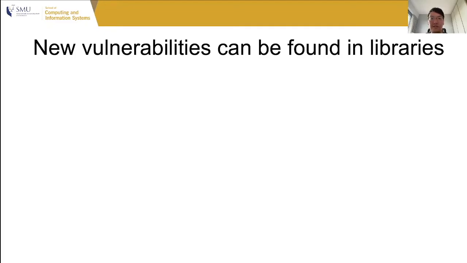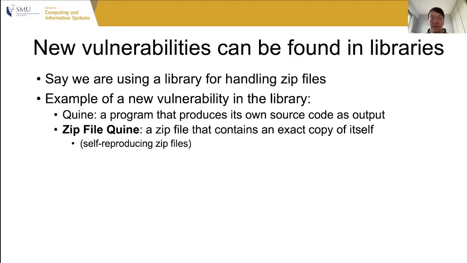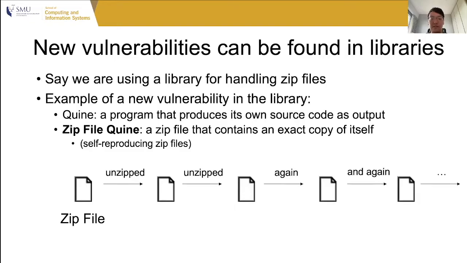Vulnerabilities can be found in libraries. For example, if we were using a library to handle the unzipping of files, there's a particular type of zip file that is known as a zip file quine. A zip file quine is based on the idea of a quine, which is a program that produces its own source code as an output. A zip file quine is a zip file that contains an exact copy of itself, and when unzipped, would produce a copy of itself over and over again. Zip file quines are also known as self-reproducing zip files.